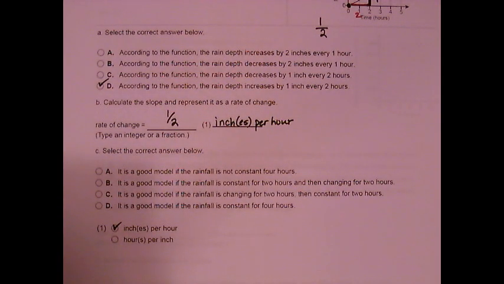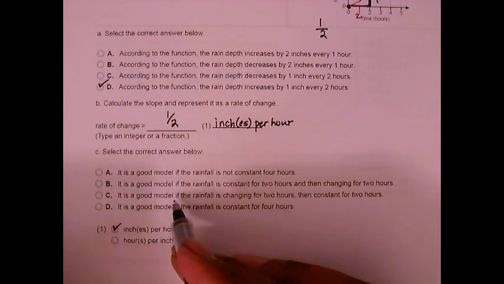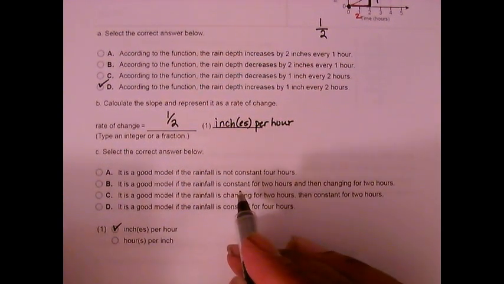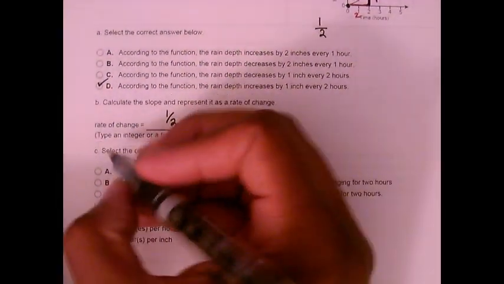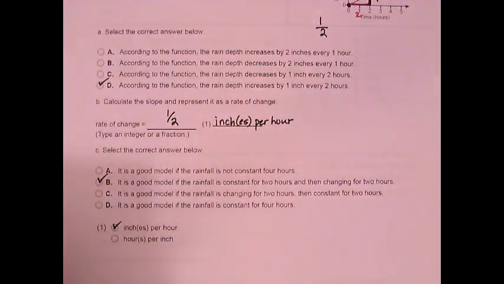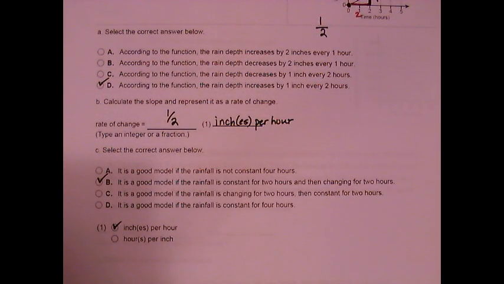And then part C, select the correct answer below. Here I'm going to say that it is a good model if the rainfall is constant for 2 hours and then changing for 2 hours. So I'll pick this one.